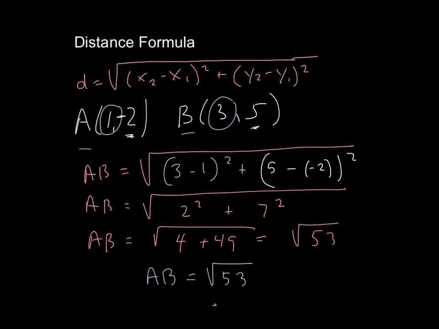Now, if 53 could be simplified, if that radical could be simplified, we would do it. But in fact, 53 is prime. There's nothing we can do with it. And so we're done. The answer is radical 53. That's the distance between point A and B, or the length of segment AB.